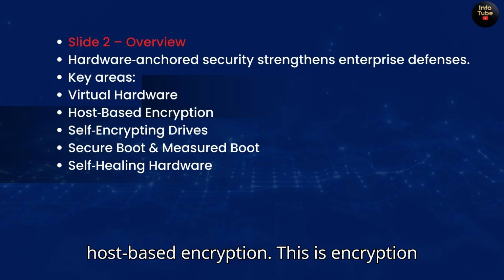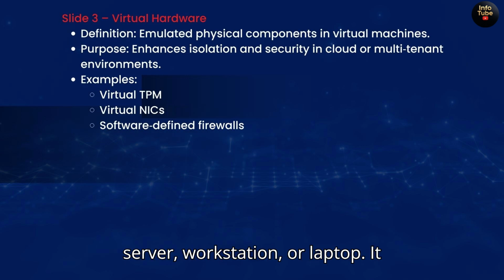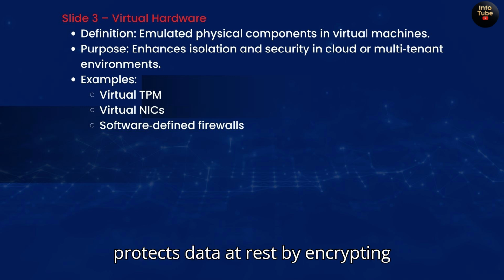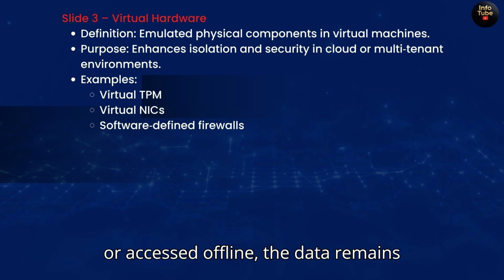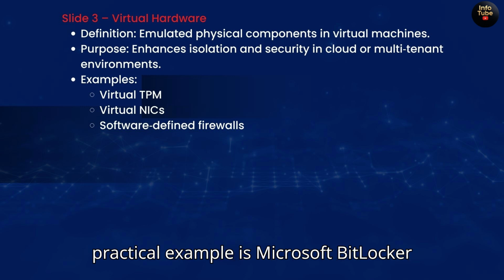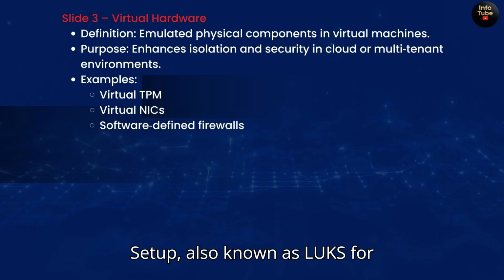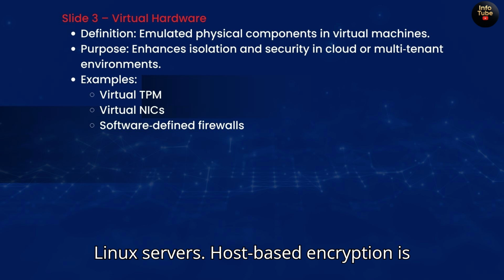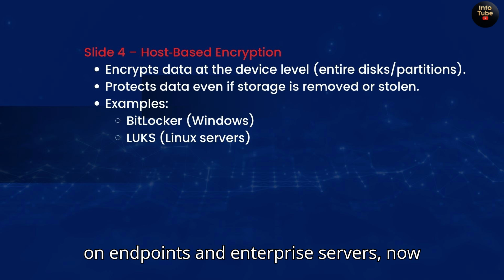Next, host-based encryption. This is encryption applied at the host level, such as a server, workstation, or laptop. It protects data at rest by encrypting entire drives or partitions, ensuring that even if a storage device is stolen or accessed offline, the data remains unreadable without the encryption keys. A practical example is Microsoft BitLocker for Windows systems or Linux Unified Key Setup, also known as LUKS, for Linux servers. Host-based encryption is essential for safeguarding sensitive data on endpoints and enterprise servers.